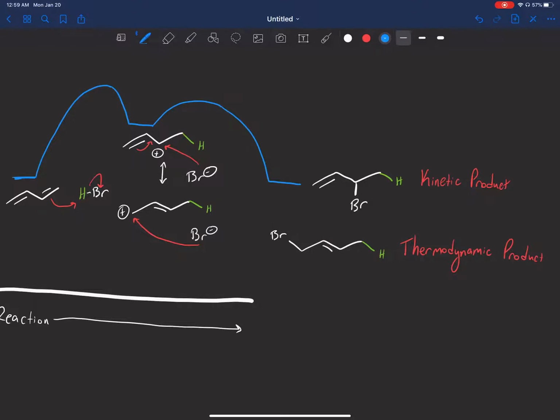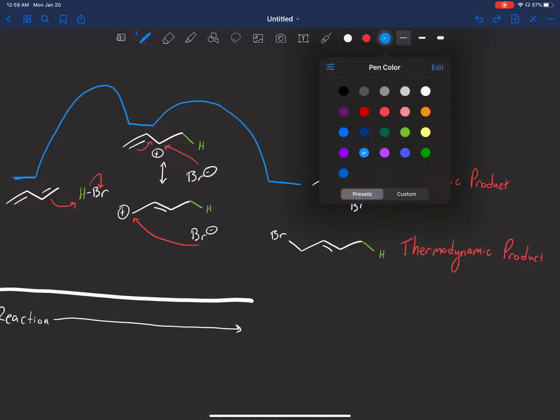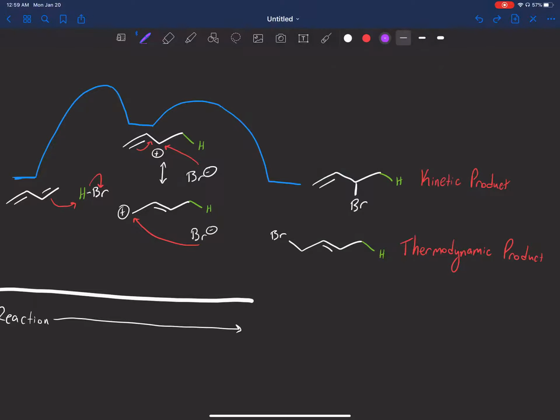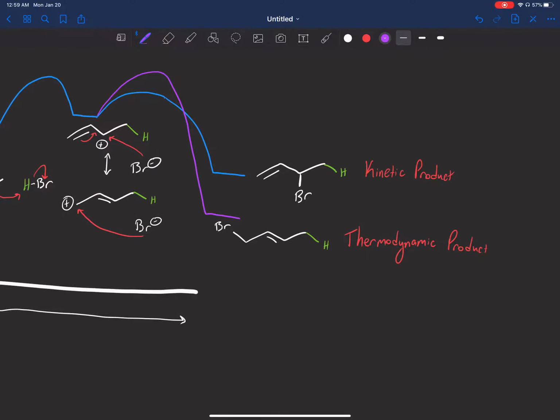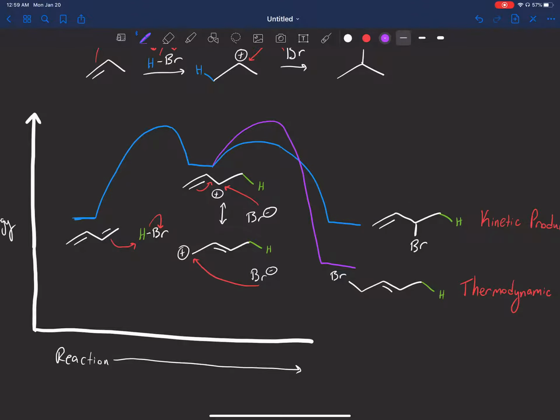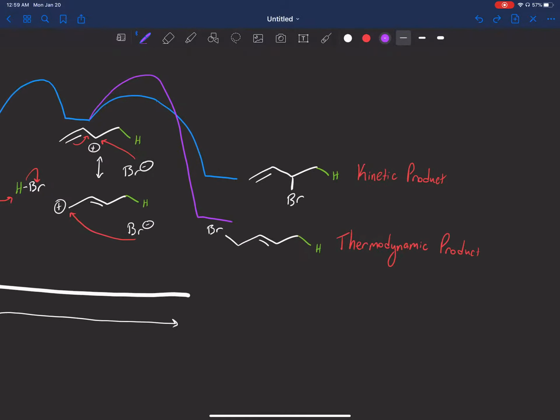And so what's going to happen is if we were going to draw the energy diagrams for our thermodynamic product, it's going to look like this. And I'll change the color in this case and draw it purple. Higher energy, but more stable because he's lower down. All right, so that's the thing to understand, that the thermodynamic product will have lower energy overall than the kinetic product, but if you look, he has a higher activation energy. It takes more energy to form it.